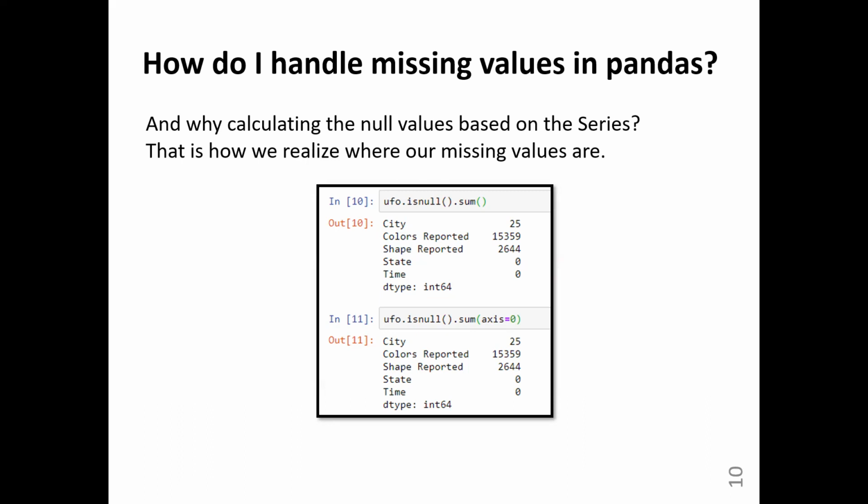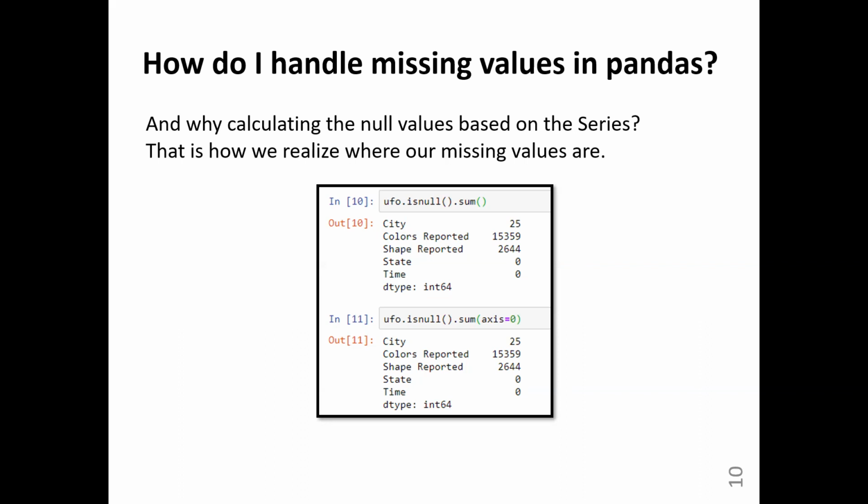Okay, Stefan asked a good question. Why do we use axis equal to 0, right, Stefan? That was the question. The answer is that by default, whenever we say UFO.isnull().sum(), the default is collapsing down into just one row. Right? It's like we have columns, we want to create one row. Am I right? That's the default.